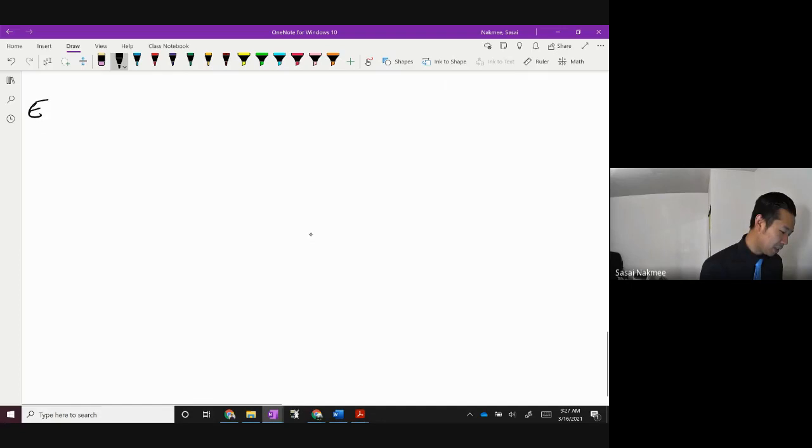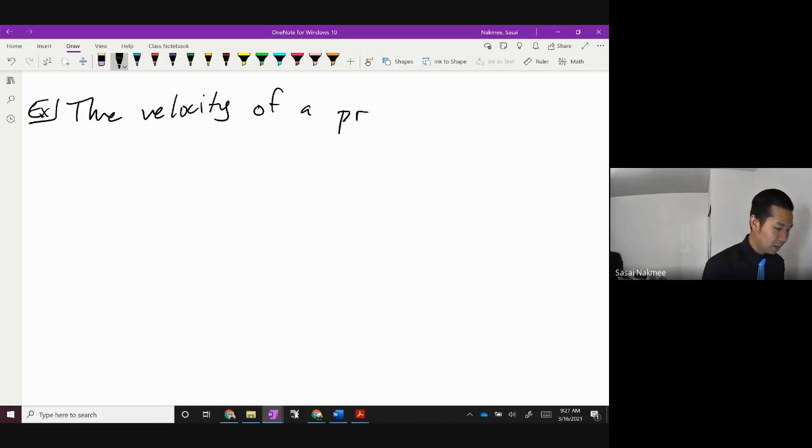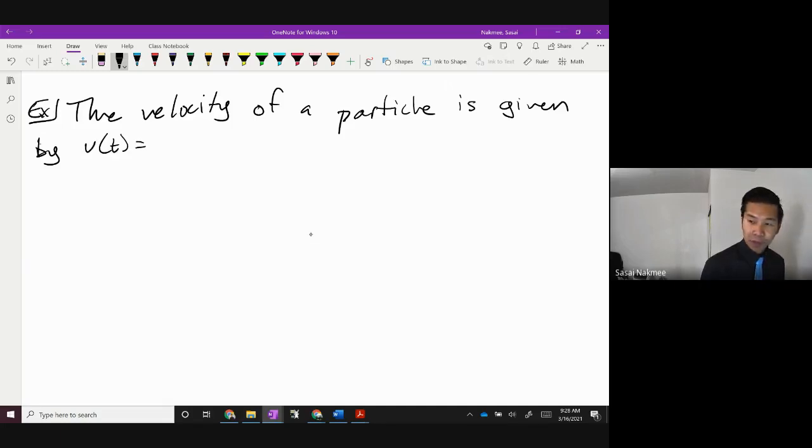We're going to go ahead and start off with the new problems today. So here we go. Let's go with this problem right here. Let's say I was given the velocity of a particle. The velocity of a particle is given by v of t is equal to t plus 7.